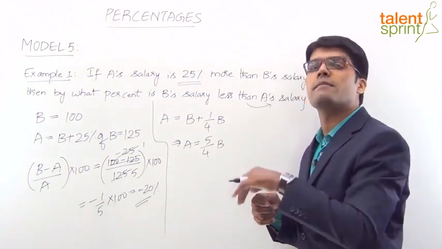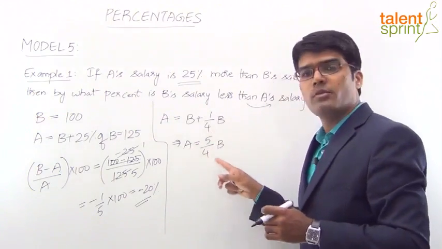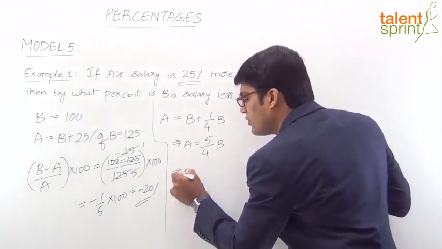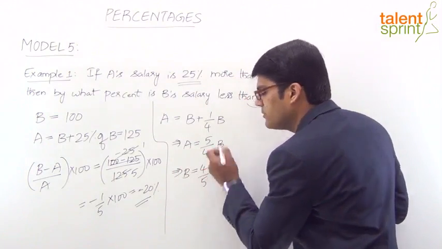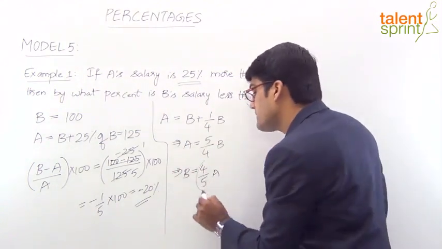It means A is 125% of B, which is 5 by 4 B. Now if A is 5 by 4 B, it is obvious that B is equal to 4 by 5 A. Just take it to the other side. So B will be equal to 4A by 5, or 4 by 5 A.